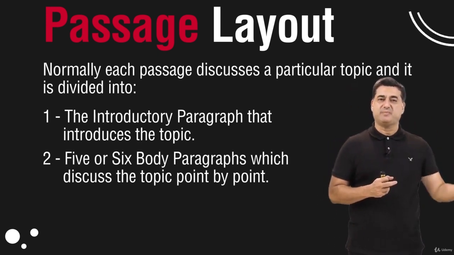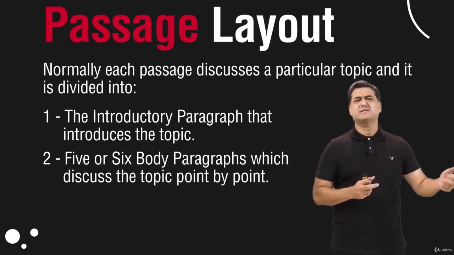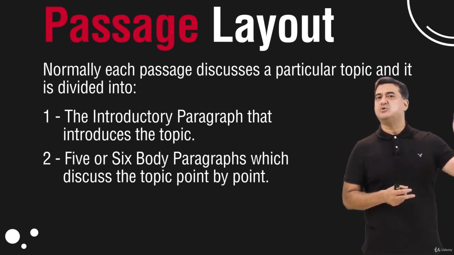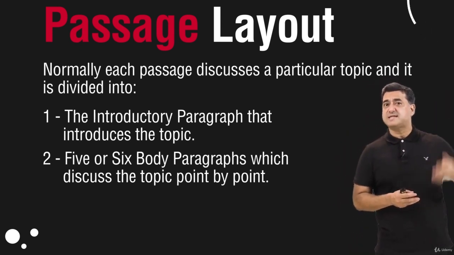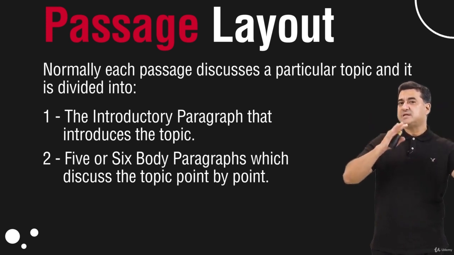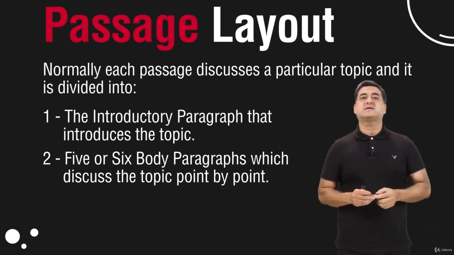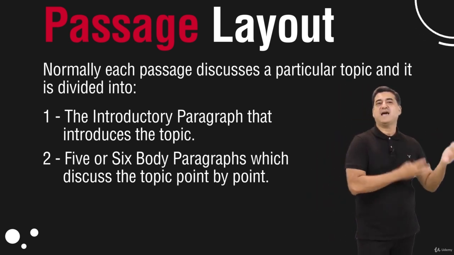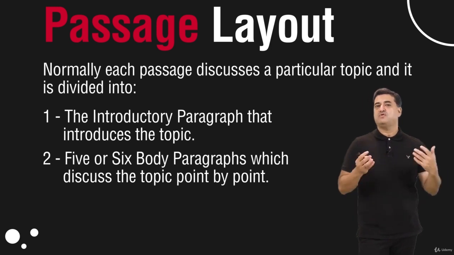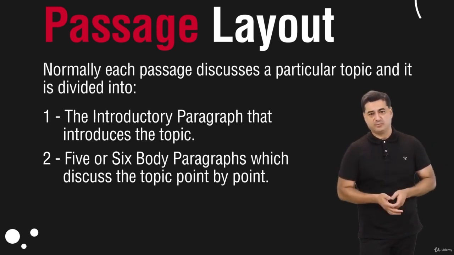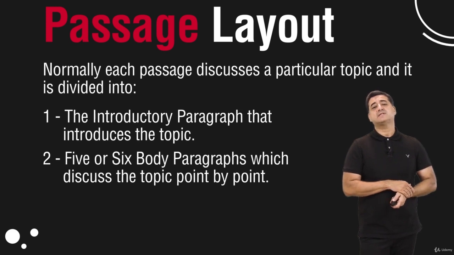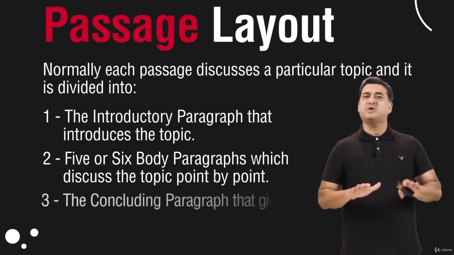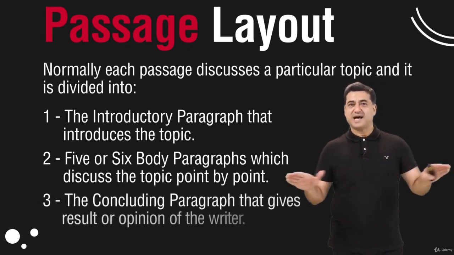For example, there is a topic and that is being discussed in 6 or 7 different points. So the introductory paragraph introduces the topic, and those 6 and 7 points that are in the discussion are discussed in each paragraph point by point. So there could be 5 or 6 body paragraphs which discuss the topic point by point. And then the last part or the third part is the concluding paragraph. Concluding means summarizing the last paragraph.